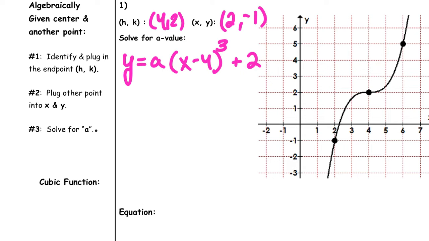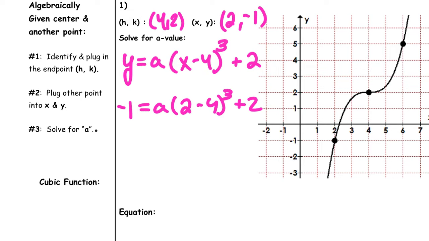And then what do we do? Plug in our point. So we got -1 equals a times 2 minus 4 cubed plus 2. And then we had weird math happen on the test. You had one of these on the test, and weird stuff happened. So what will we do now?